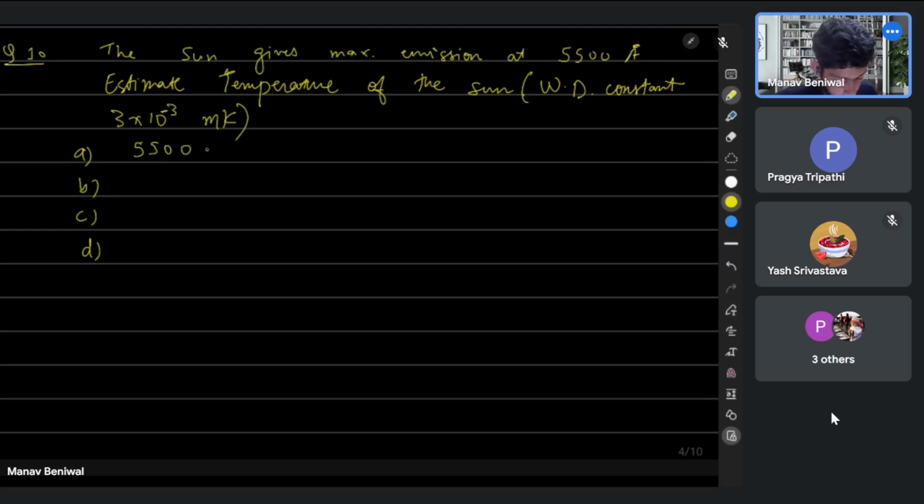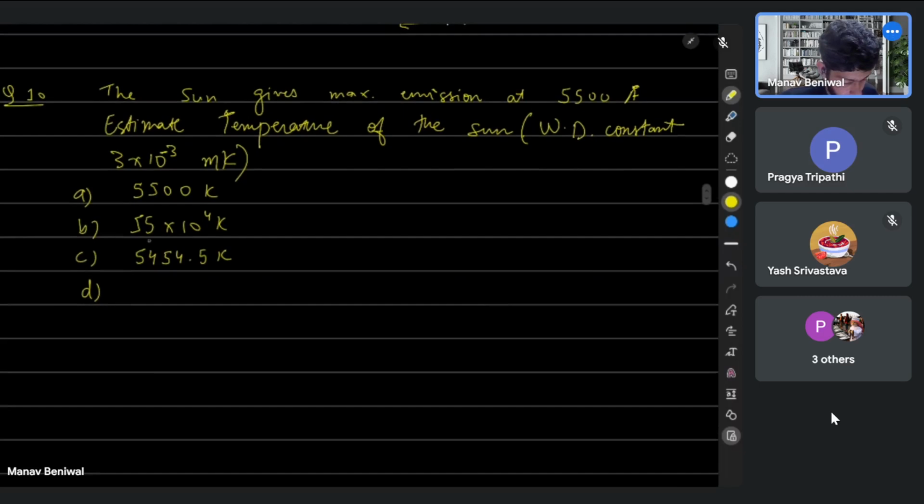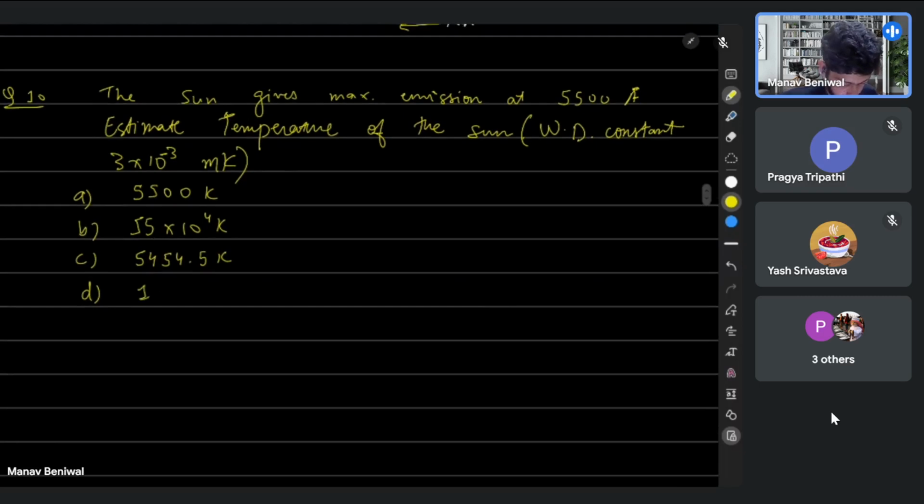Your options are 5500 Kelvin, 55 into 10 to the power 4 Kelvin, 5454.5 Kelvin, and 15,000 Kelvin. Sir, option C. Option C. Yes, correct.